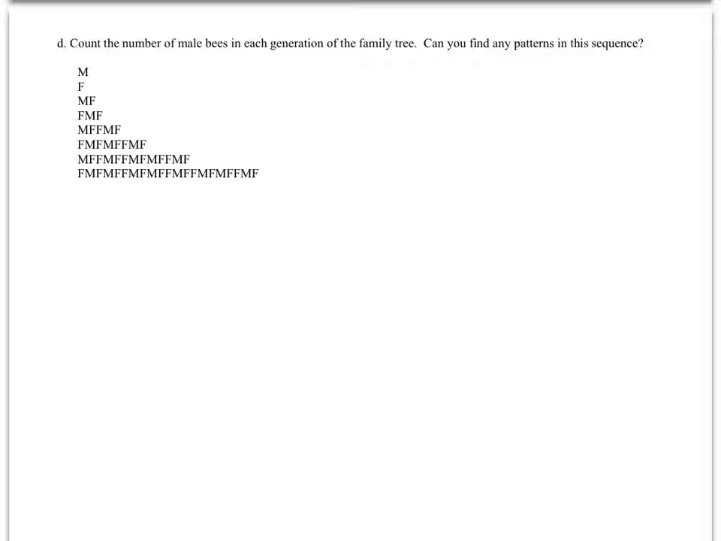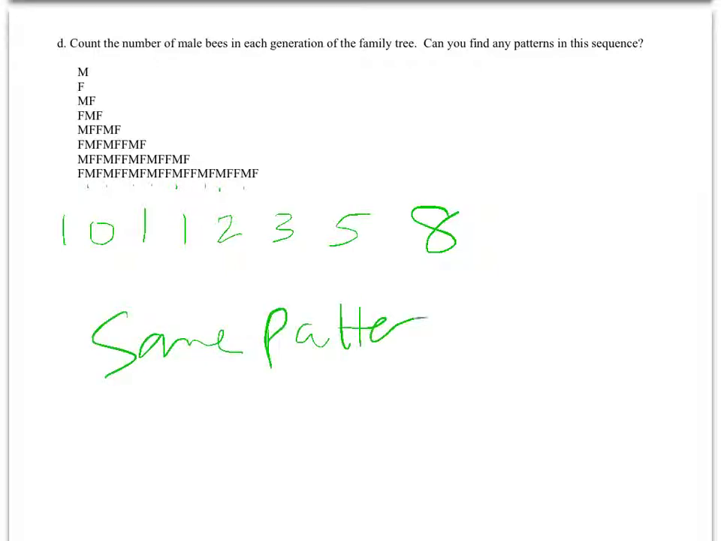So if I look at just the number of male bees in each generation, let's see if there's a pattern there. I typed them all out again. So in this first generation, I have 1, and then 0, and then 1, and then 1, and then 2, and then 3, and then 5, and I get the same pattern. There's the same pattern in the number of males as there is in the number of total bees.